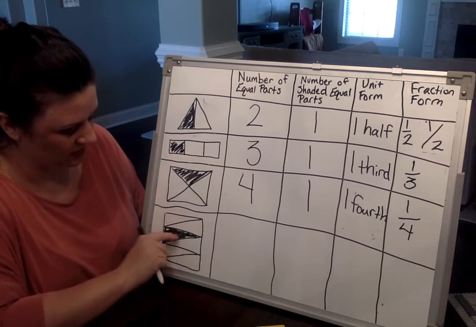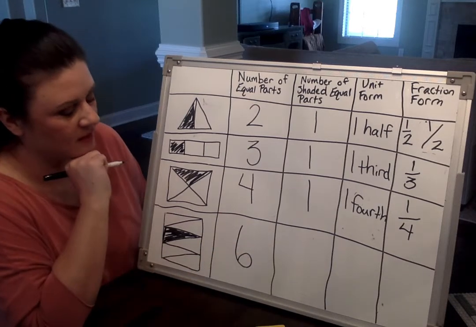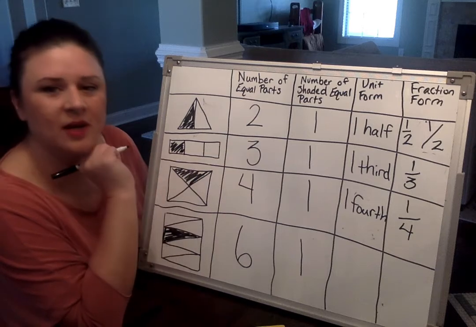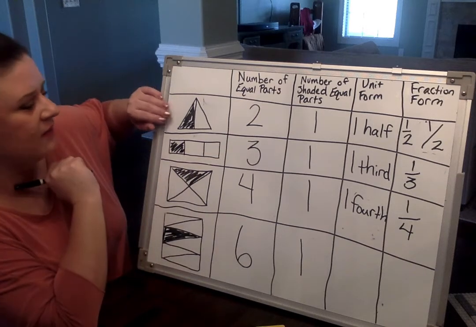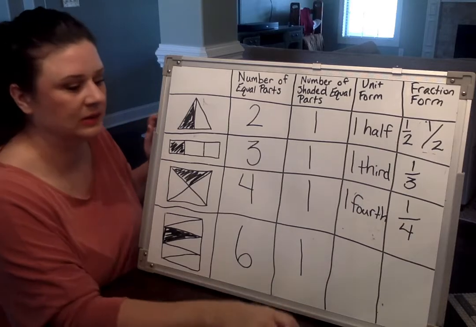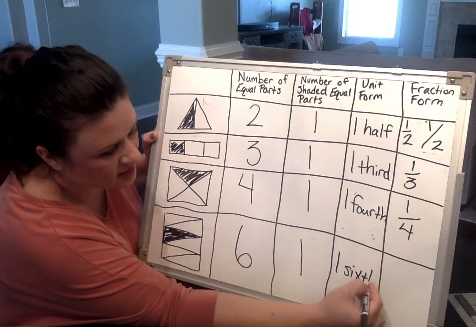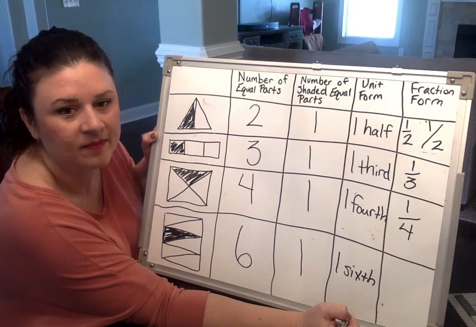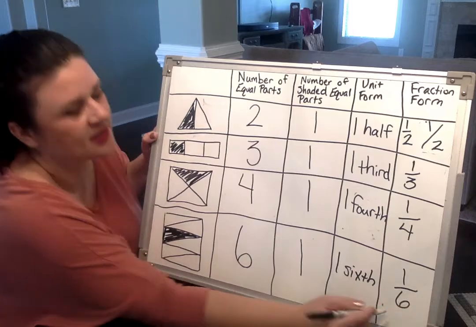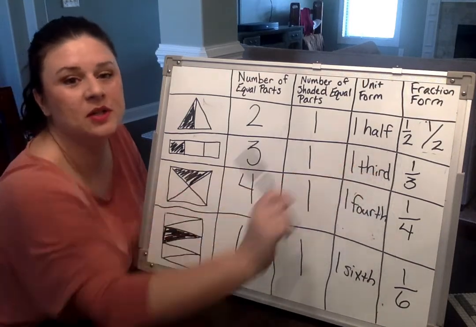There's 1, 2, 3, 4, 5, 6 pieces. How many are shaded? What would I call this? If this is a half, a third, a fourth, this is 1/6. So my fraction would be 1/6. So when we say these fractions, we don't say 1, 2.